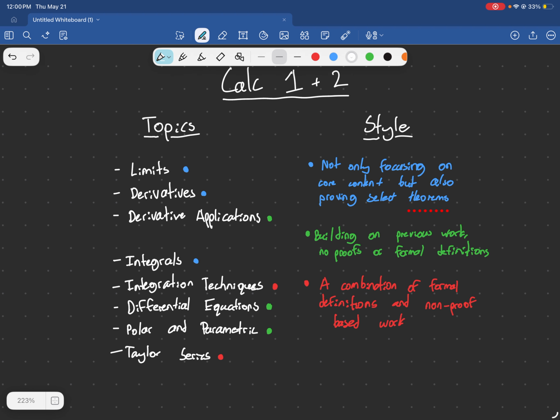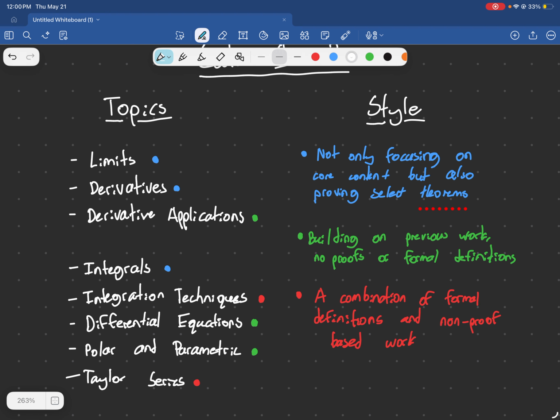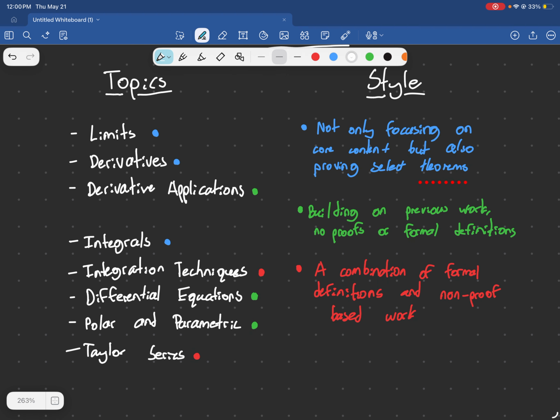So as you can see here on the left, I have the list of topics. We're going to go through limits and talk about your limit properties, product, difference, quotients of limits. We're going to talk about derivatives and all of those properties as well, the things like the power rule, the product rule, the chain rule. We're going to get into derivative applications with, let's say, related rates and implicit differentiation and optimization.